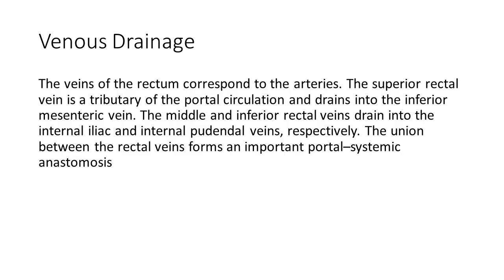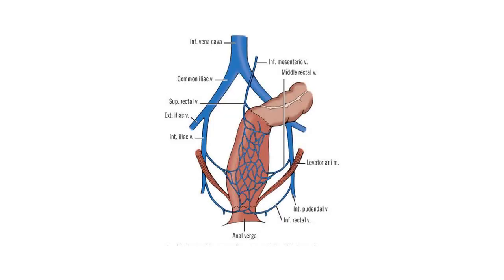The union between the rectal veins forms the important portosystemic anastomosis. This is very important: when there is an increase in the portal pressure, it may cause anal piles or hemorrhoids. Here, these are the corresponding veins of the rectal arteries.